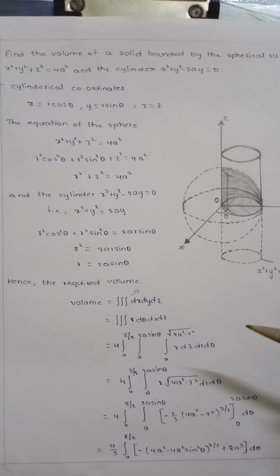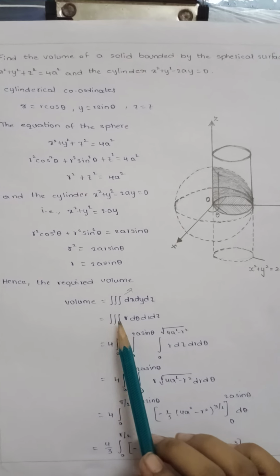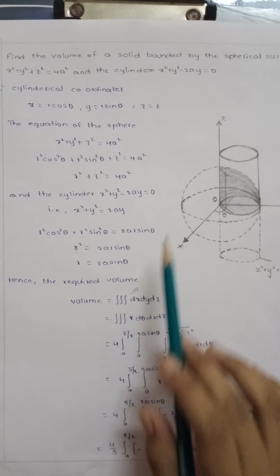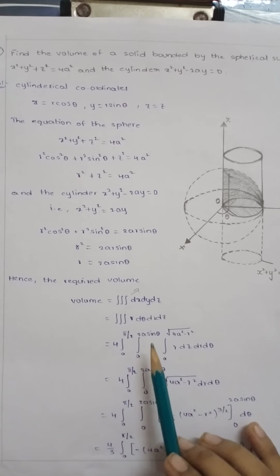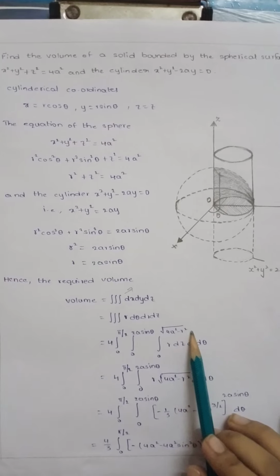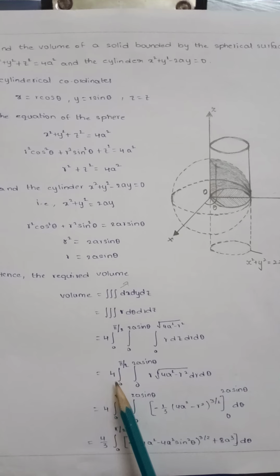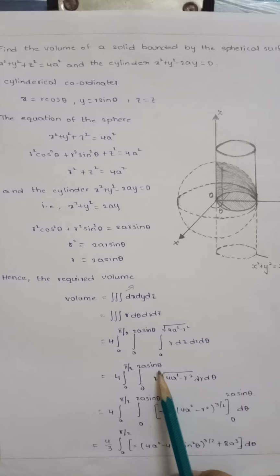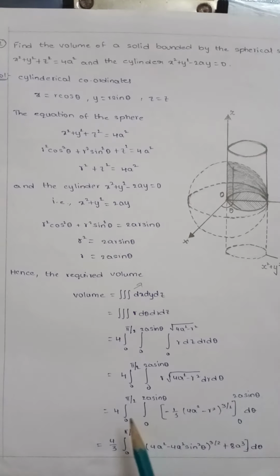The required volume is equal to the triple integral dx dy dz, which is the triple integral r d theta dr dz. Then we substitute the limits here. 4 into integral 0 to pi by 2, 0 to 2a sin theta, 0 to root 4a square minus r square, r into dz dr d theta. Then we get 4 integral 0 to pi by 2, integral 0 to 2a sin theta, r times root 4a square minus r square dr d theta.